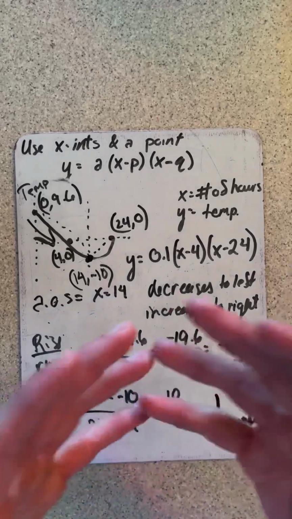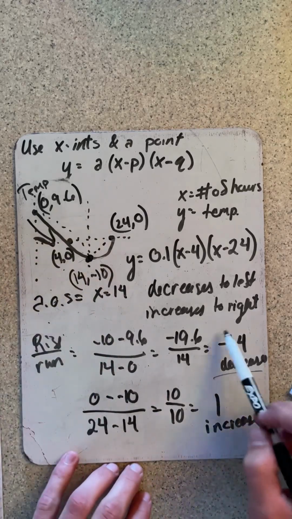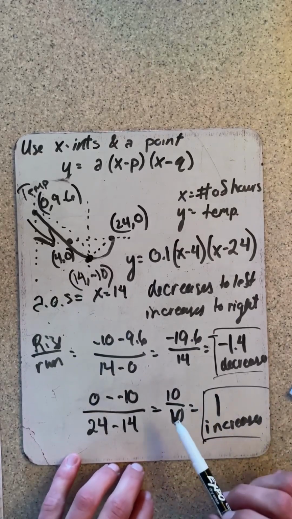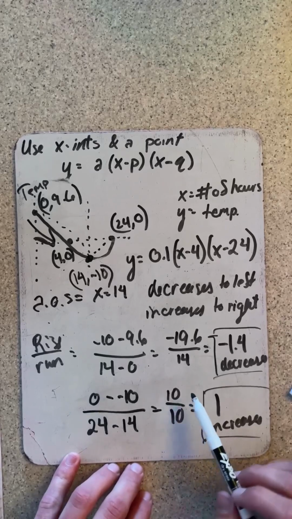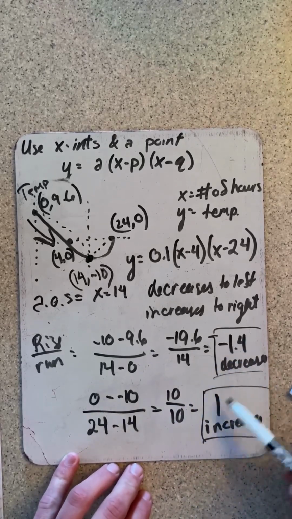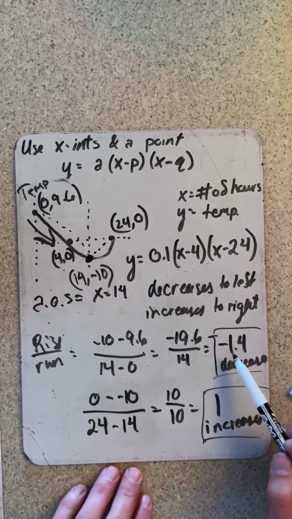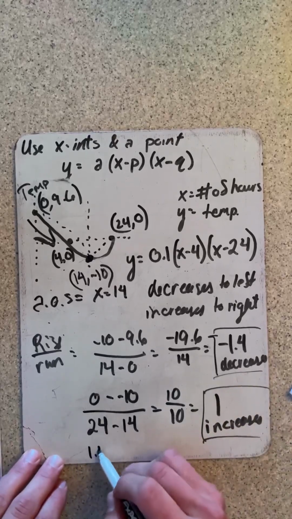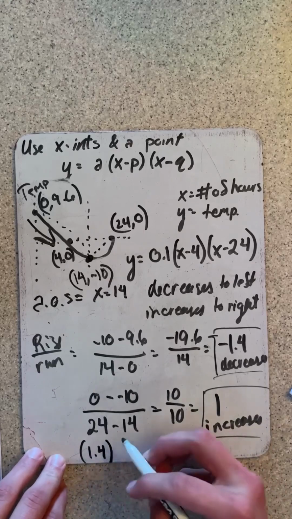Now, the question is asking what's the average rate of change in temperature over the interval in which the temperature is decreasing. We found that out here. And what is it whenever it increases? We found that out here. Now it's asking to compare the average rates of change. Even though this is negative, the magnitude, or the absolute value, of this is greater. So 1.4 is the greater rate.